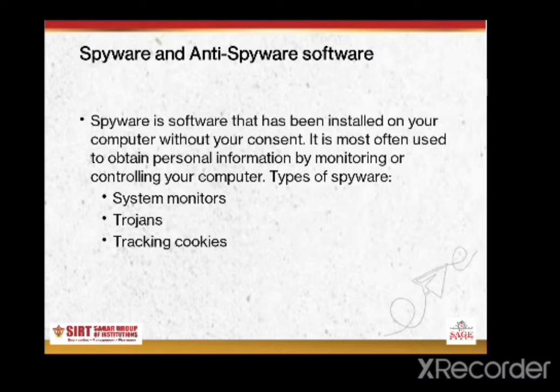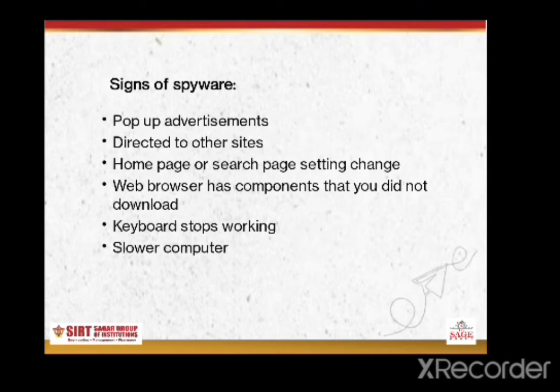They monitor the systems. They are tracking cookies. So signs of spyware are targeted advertisements. It means all the things that I search in my system, it will show the things related to my searches. Firstly, it observes what I search or what I write, which type of thing I have in my mind. After observation by the spyware program, it will show the advertisement related to what I say. Also, home pages and search page settings change, the keyboard stops working, and the computer becomes slower. So whenever spyware comes into our system, these are the things that happen in our system.